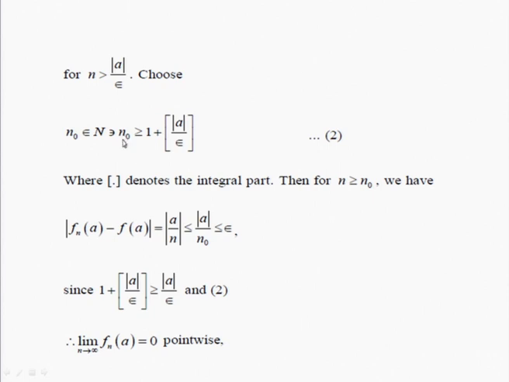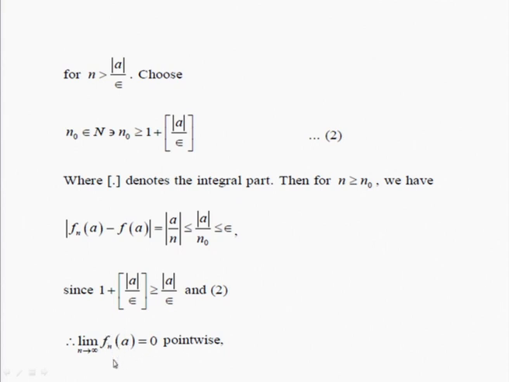Here the choice of n_0 depends on a and epsilon, and we have a by n converging to 0, and a may vary over the entire real numbers. So our f_n(x) are converging to the 0 function, and this we write as limit of f_n as n goes to infinity is equal to 0 pointwise.